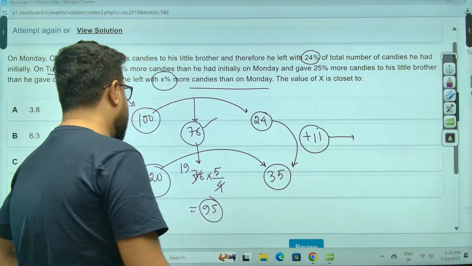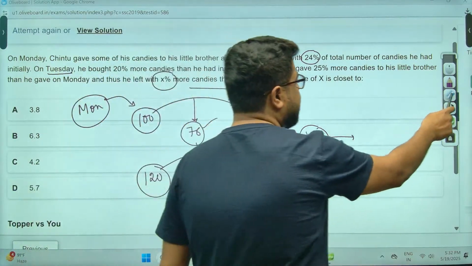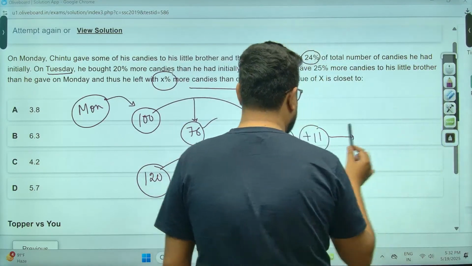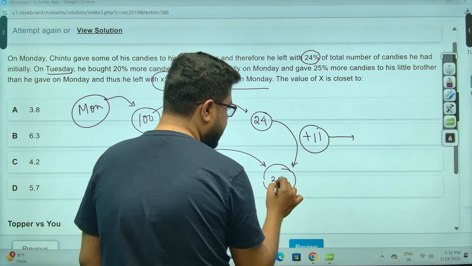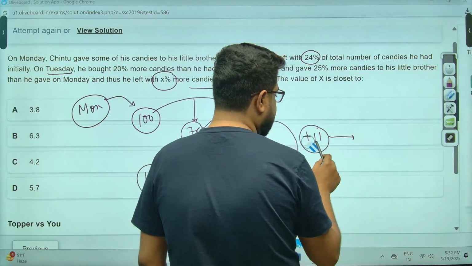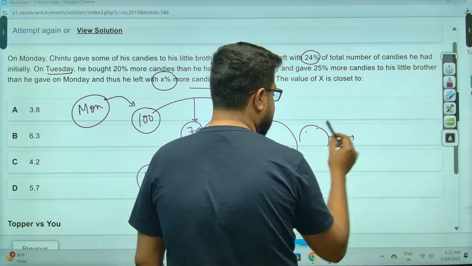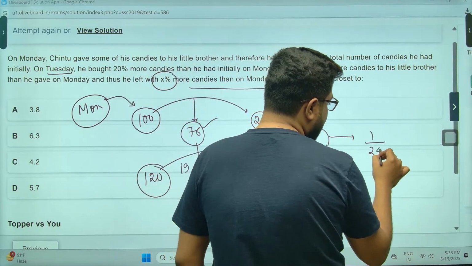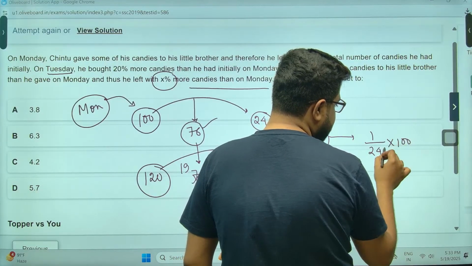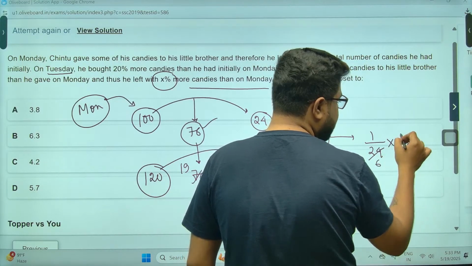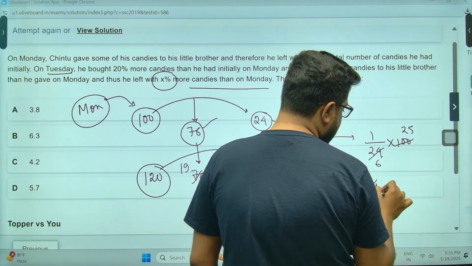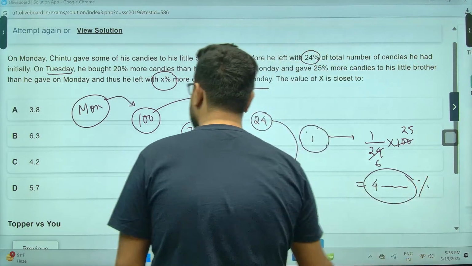Sir, that means now he will have 25 candies more. So that means the increment is not 11 but 1, sir. Increment of 1 out of 24. Your answer will be 1 by 24 into 100, sir. 4 6s are 24, 4 how much, sir? 425 are this. So 4 point something percentage.